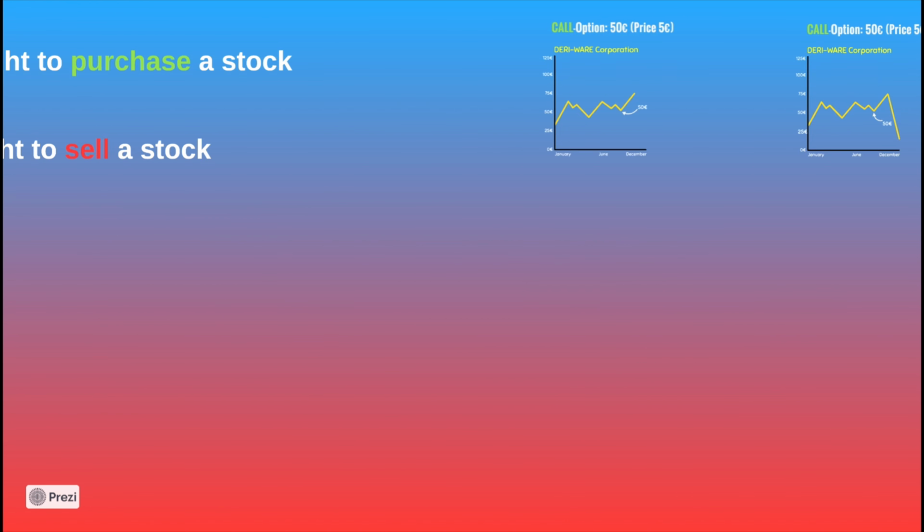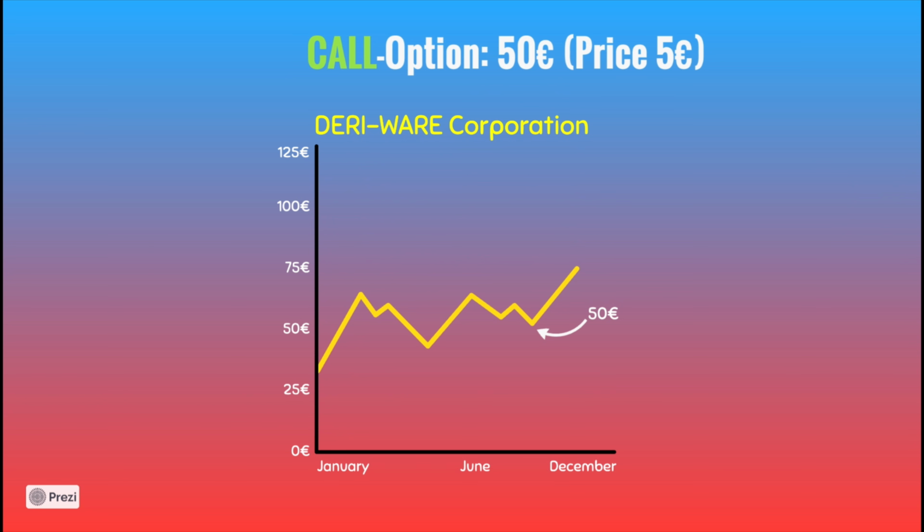In the first example, we purchase a call option on the stock of Dairyware Corporation with the so-called strike price of 50 euros at an option price or cost of 5 euros. The purchase price of the option is therefore 5 euros, and the strike price means that by acquiring the call option, we obtain the right to purchase the stock at a price of 50 euros. The strike price is thus set at 50 euros.